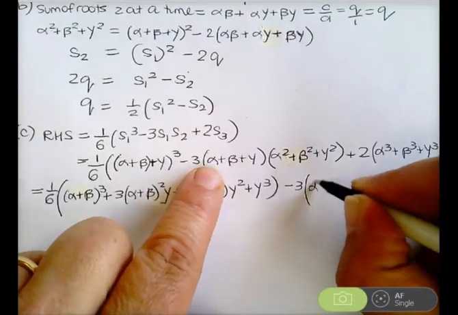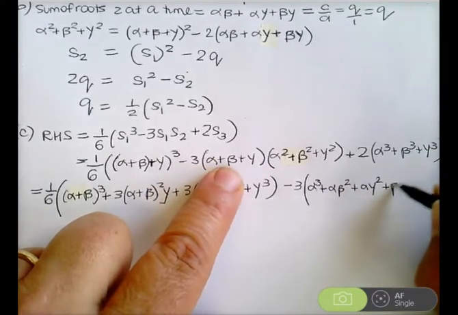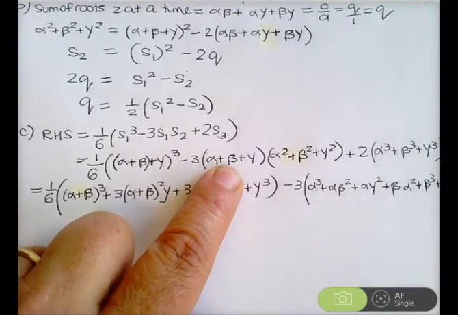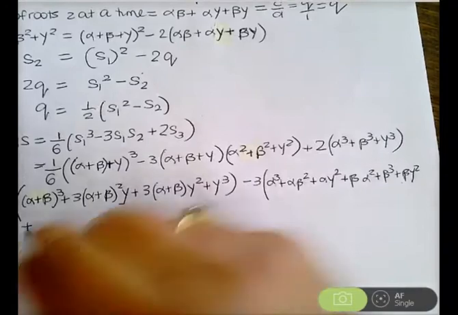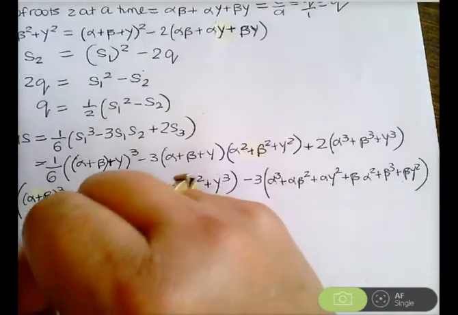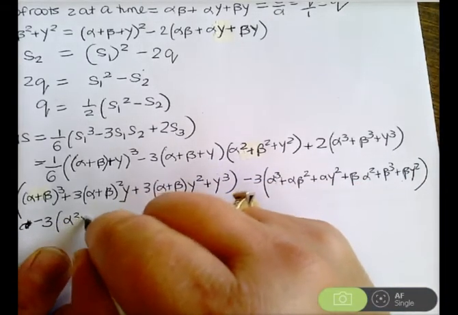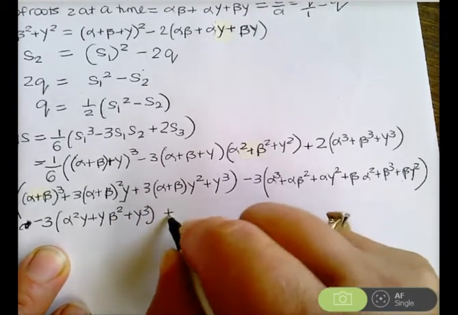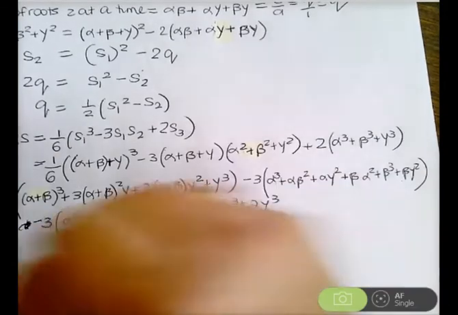3 lots of alpha cubed, but it's just going to take a while, plus alpha beta squared plus alpha gamma squared. This is ridiculous. Beta alpha squared. This is really a time-wasting activity, and I'm still not even finished. Plus, I'm just going to close that bracket because I'm still not done. Minus 3 lots of alpha squared gamma plus alpha beta squared, and it's all over the place. Plus 2 alpha cubed plus beta cubed plus 2 gamma cubed. Oh, look, it's just one more expansion.